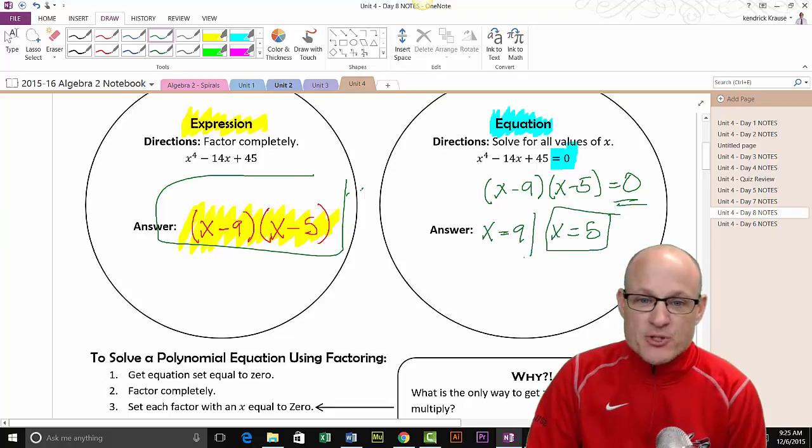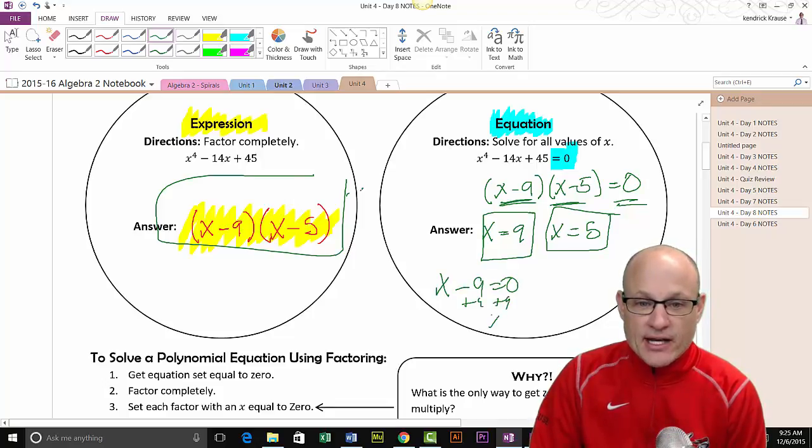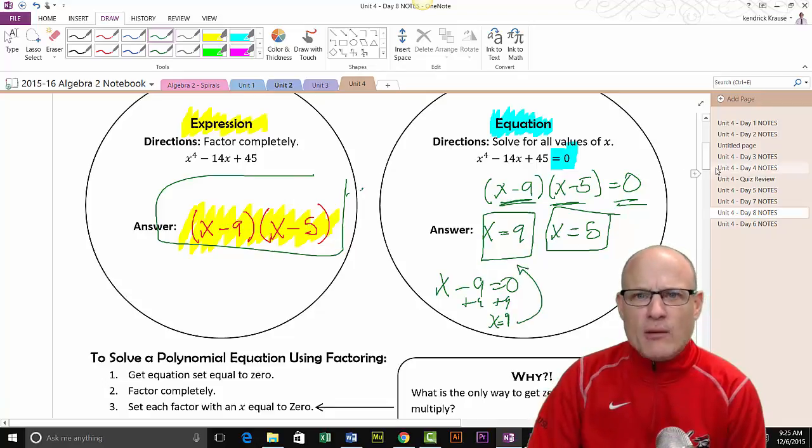In this case, you finish solving by setting these equal to 0. What step am I skipping there? I'm skipping this step. X minus 9 equals 0. Add 9, Mr. Krause. Add 9. X equals 9. Do I think that you guys can jump to that? Probably, most of you, yes.